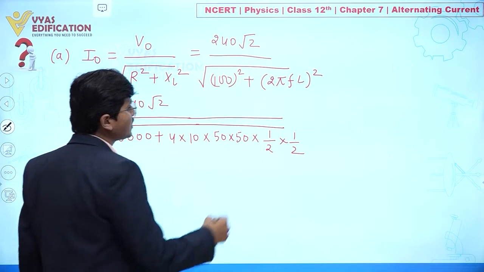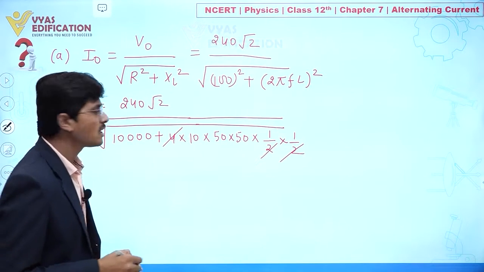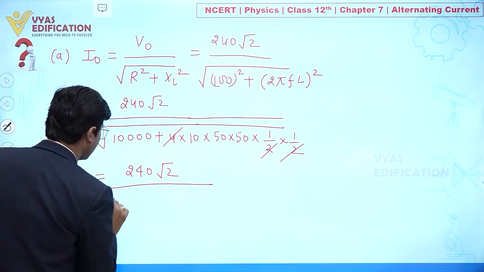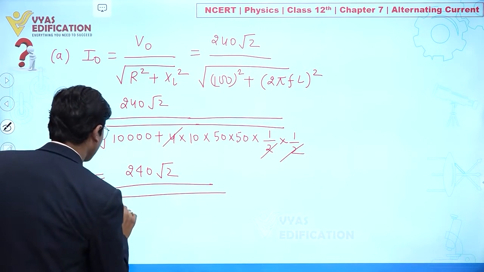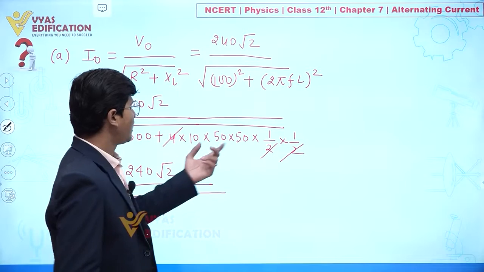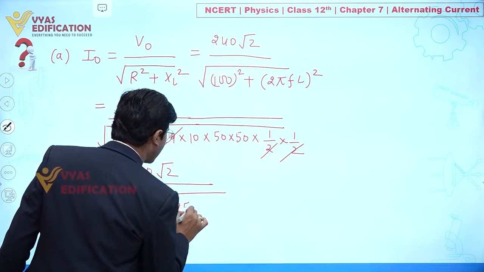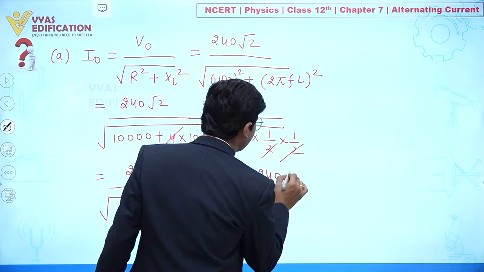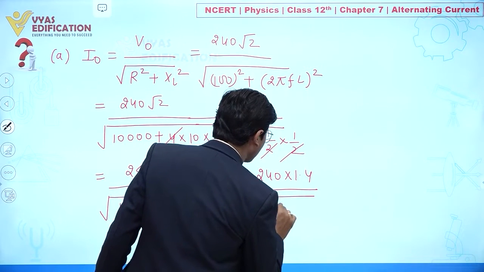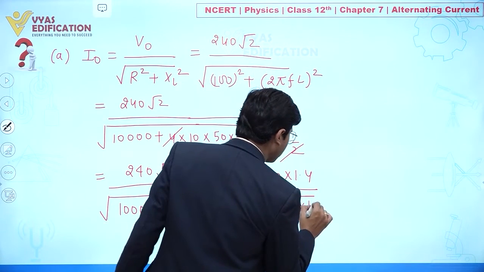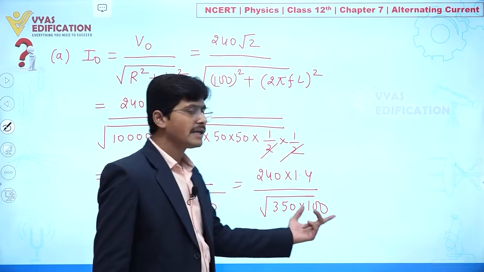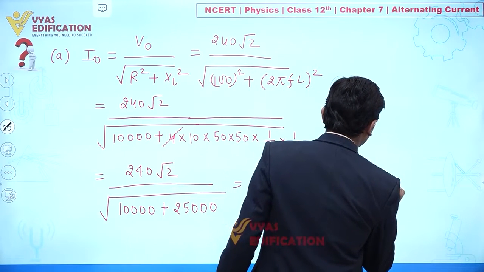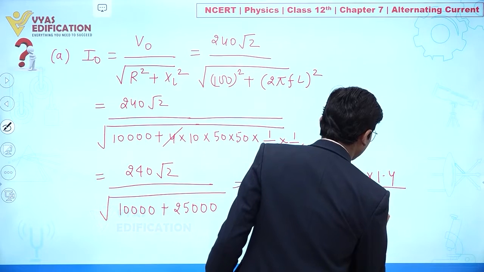Now first we will simplify this calculation. This one and this one cancel out. So we have 240 root 2 divided by the square root of 10,000 plus 2500, which is 12,500. So this is 240 multiplied by 1.4 divided by the square root of 125 times 100. When the 100 comes out of the square root it is 10, and the 10 and 10 cancel out, so we have 24 multiplied by 1.4 over the square root of 125. Now listen carefully.